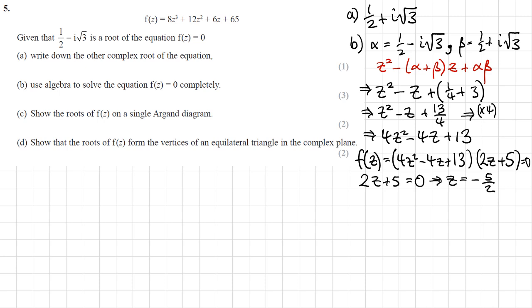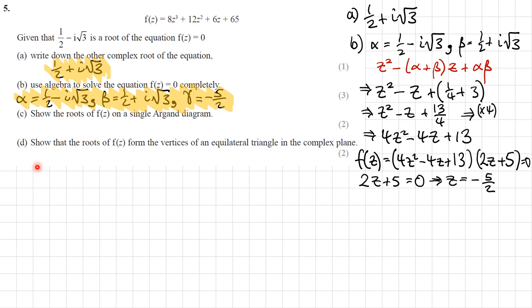So let's write them down here, and I'll call those roots alpha, beta, and gamma. So alpha, half minus i root 3. Beta, half plus i root 3. And the other root that I found, let's call that gamma, is going to be negative 5 over 2. Okay, so let's highlight that there. We've done part A. Moving on to part B. Oh, sorry, we have done part B, haven't we? So really, that answer should be written on the line below. Apologies. Okay, all sorted. Now let's move on to part C.